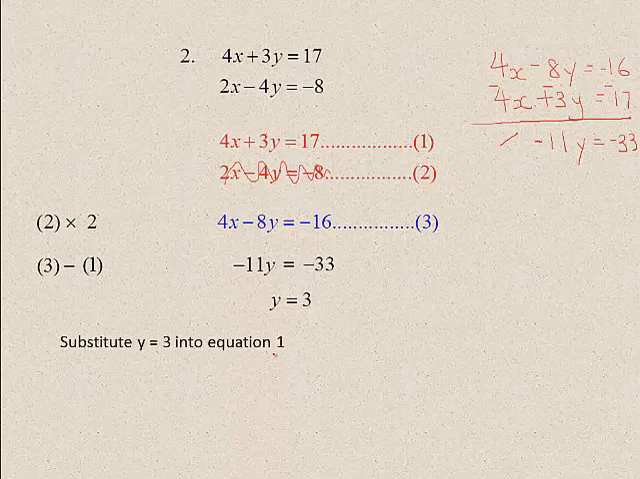And like I mentioned before, substitute y is equal to 3 in any equation. Again, for convenience, I choose equation number 1. Now in equation number 1, I know the value for y. I need to get the value for x. And it goes and says 4x plus 3 into, what's the value for y? 3 is equal to 17. 3 times 3, guys, is 9. Take it across. 17 minus 9 is equal to 8. 4x is equal to 8, which means x is equal to 2.